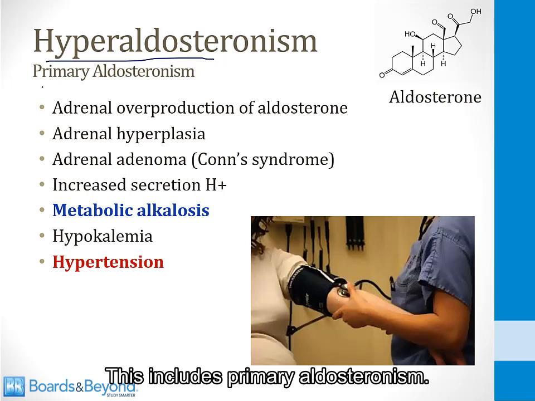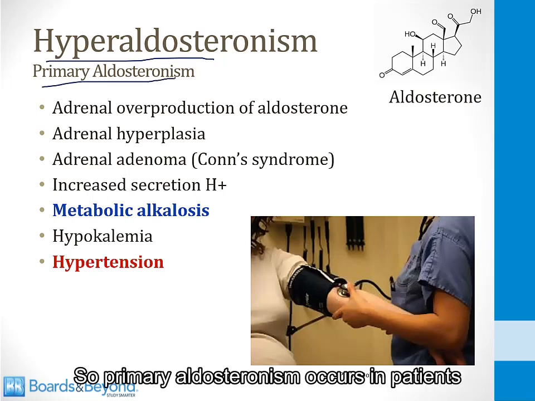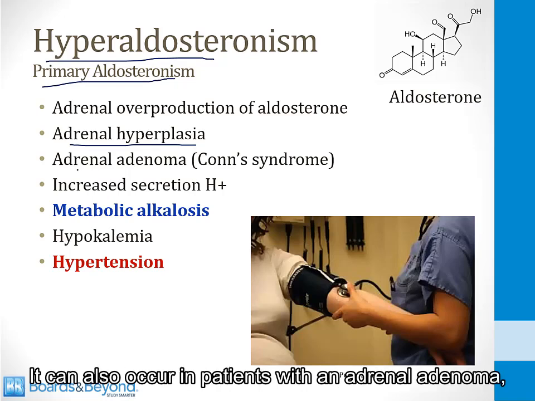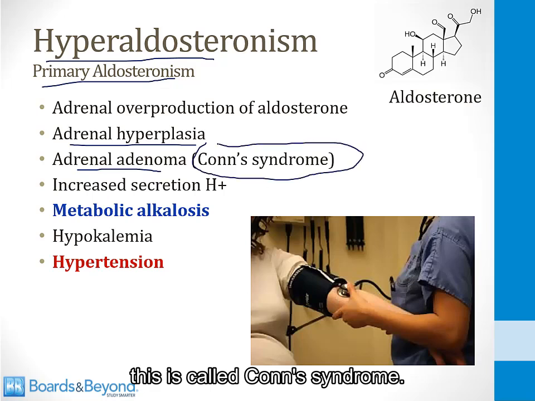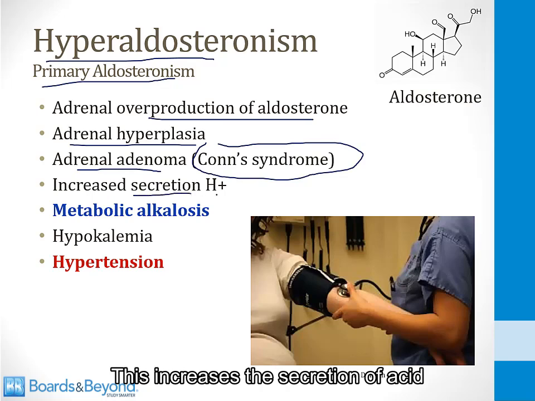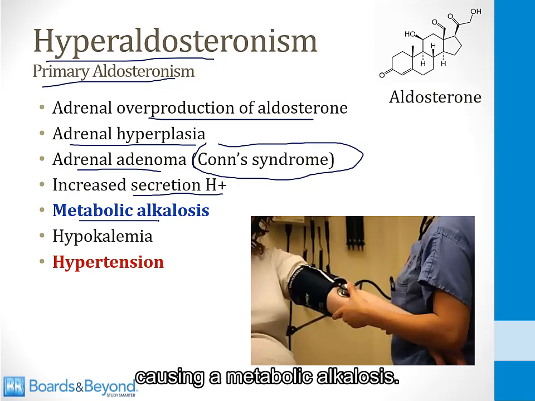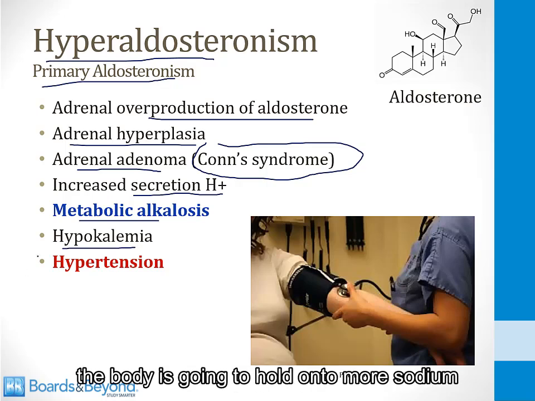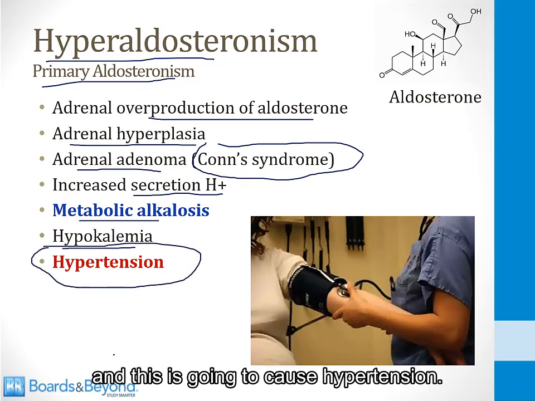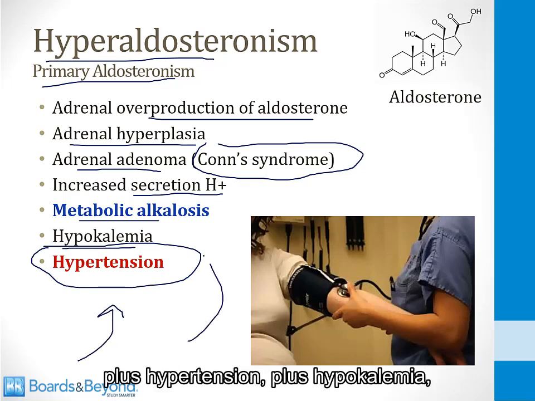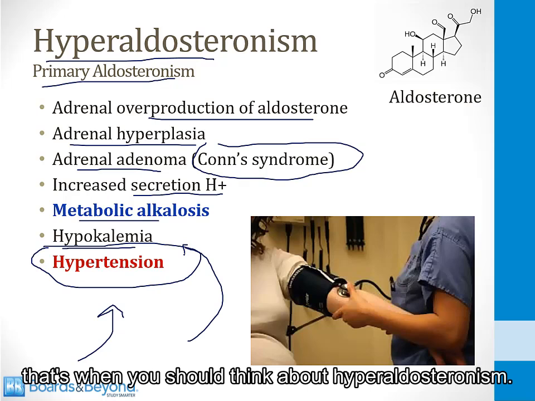This includes primary aldosteronism. So primary aldosteronism occurs in patients who have adrenal hyperplasia. It can also occur in patients with an adrenal adenoma. This is called Conn syndrome. In both of these situations, there's overproduction of aldosterone. This increases the secretion of acid, causing a metabolic alkalosis. It also causes hypokalemia. And then finally, anytime aldosterone activity is excessive, the body is going to hold on to more sodium, and this is going to cause hypertension. So in a patient who has a metabolic alkalosis plus hypertension plus hypokalemia, that's when you should think about hyperaldosteronism.